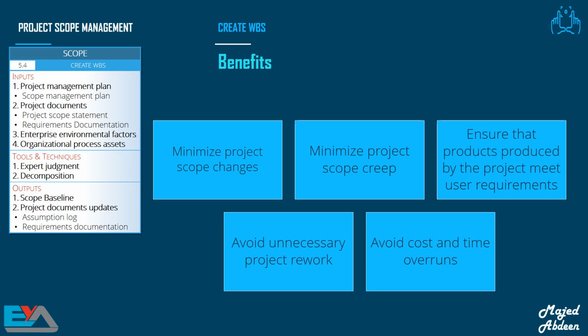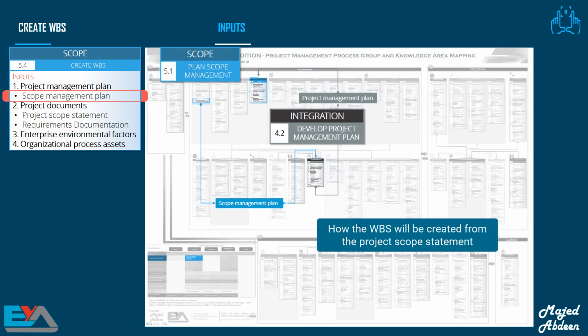It ensures that the products produced by the project meet the user requirements, and it helps us to avoid unnecessary project rework and avoid cost and time overruns. What are the inputs for creating the WBS? What do we need in order to create a WBS?